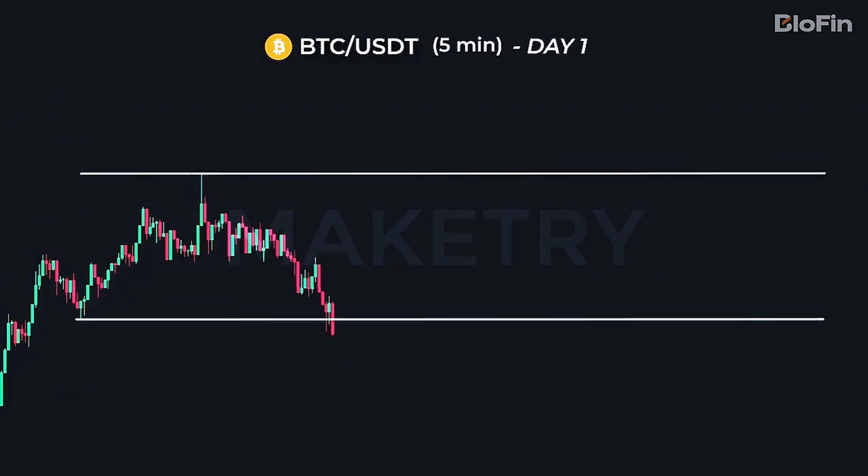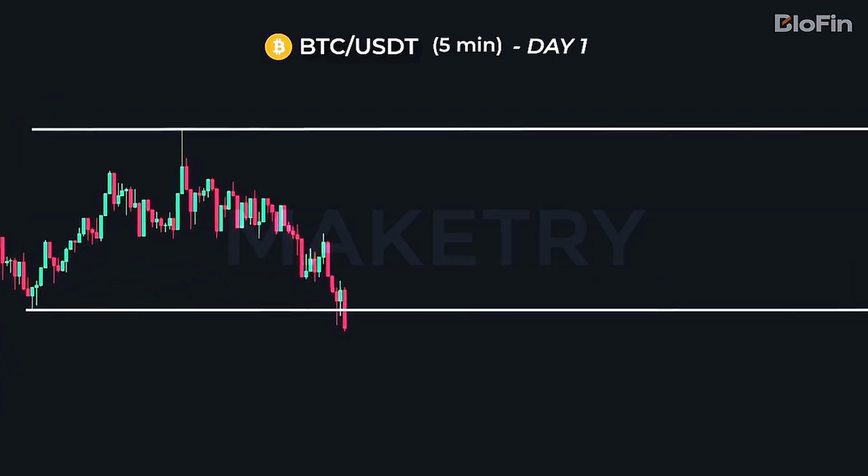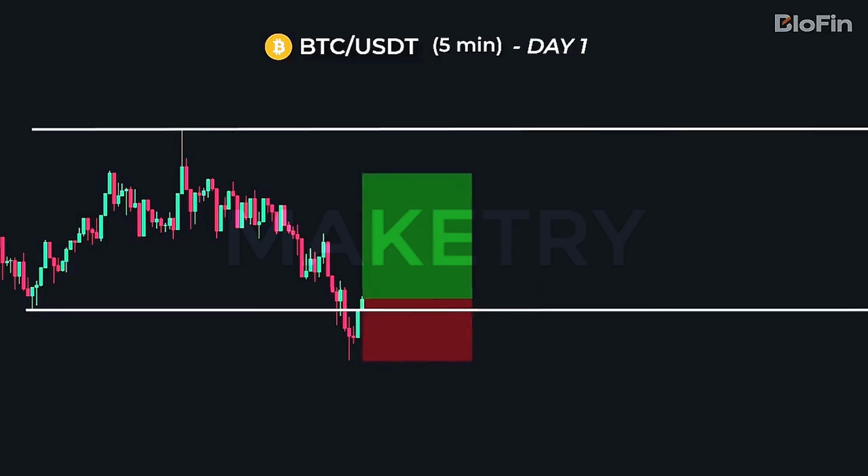Right here we can see price broke out and closed below the range low. Then it quickly closed back above. That gave us a long entry. Stop loss goes at the low of the breakout, and take profit set at 2 times risk. And as you can see, price hits the profit target, giving us a 2R profit.